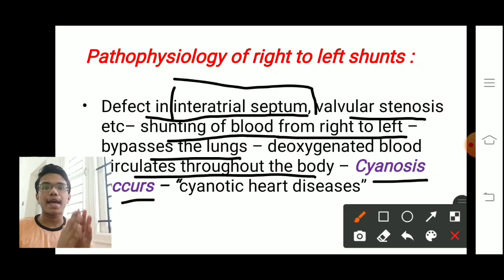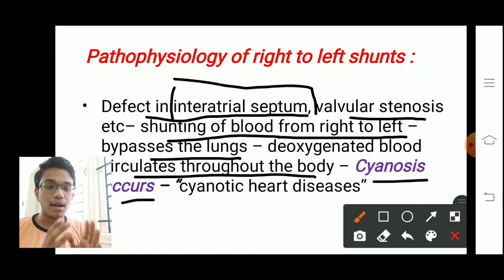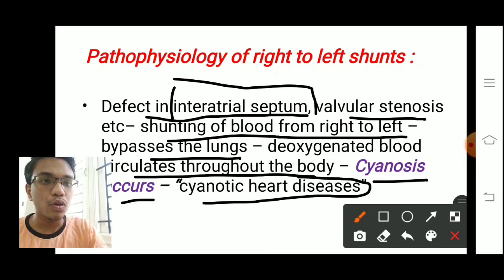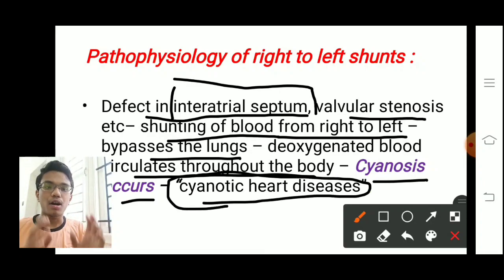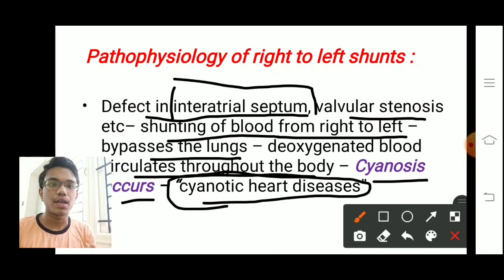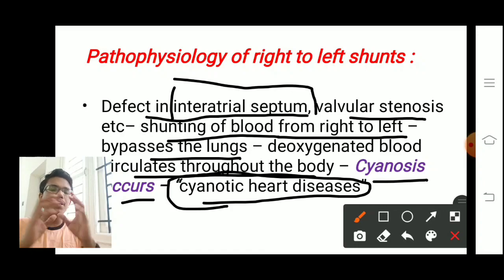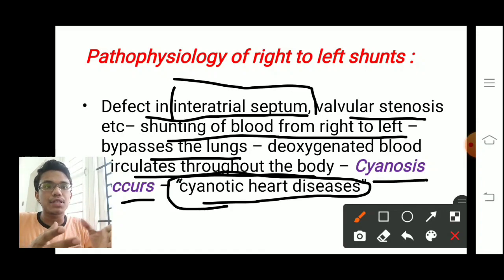So cyanosis is a characteristic feature of right to left shunt, and these diseases are called cyanotic heart diseases. So the heart diseases which cause right to left shunt are called cyanotic heart diseases because cyanosis occurs due to the presence of deoxygenated blood circulating throughout the body. Got it? So this is the basic pathophysiology of right to left shunt, and there are many diseases in which right to left shunt occurs. The pathophysiology of those diseases will be the same.